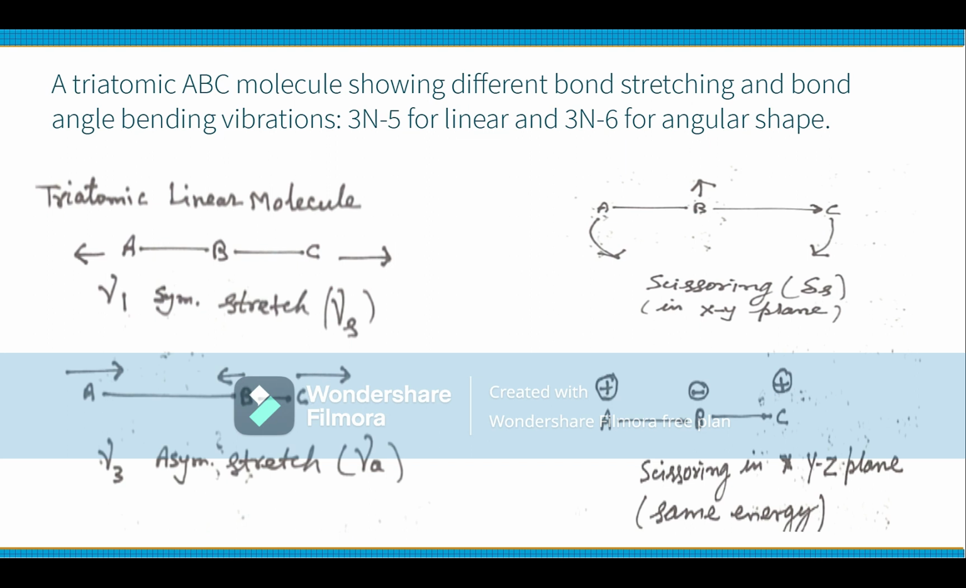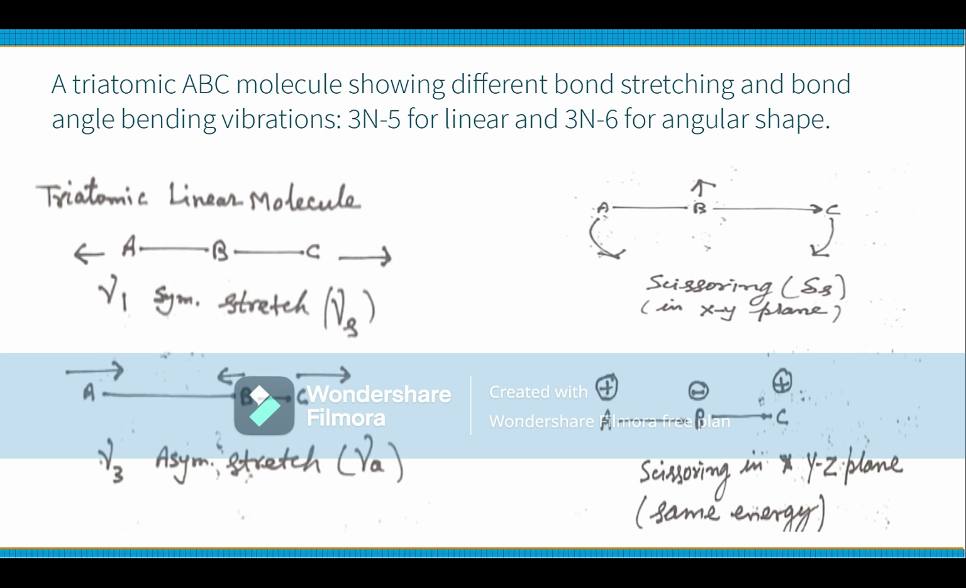Here, I have explained the stretching and bending vibrations using a triatomic hypothetical molecule. So first we will take up linear shape. The molecule has 3 atoms A, B and C. The symmetric stretching is shown. The atoms A and C are moving in the opposite direction. This is called symmetric stretching.